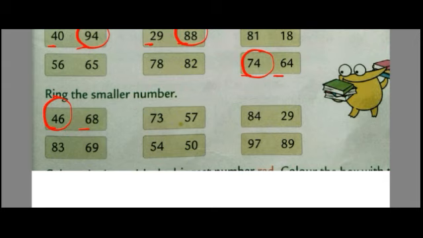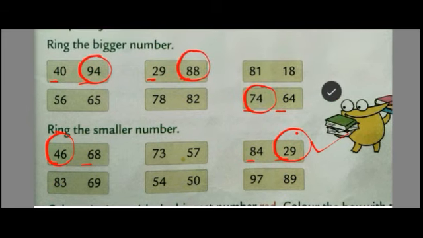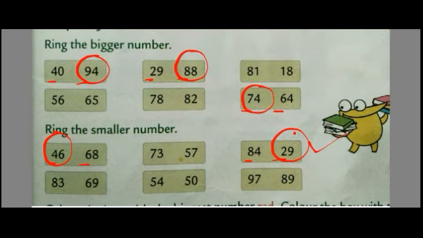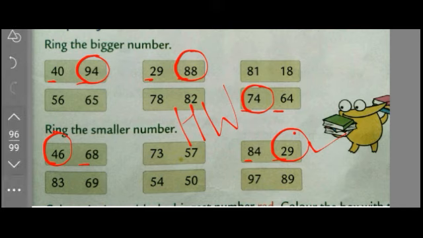84 and 29. This one. Now here it is 8 and here it is 2 in the tens place. Which is smaller? 8 or 2? 2 is smaller. So we will circle 29. Okay. So this is the way how you need to find out a bigger number and smaller number. The remaining ones you need to try at home yourself. Okay. Now, we will move on to our next page.